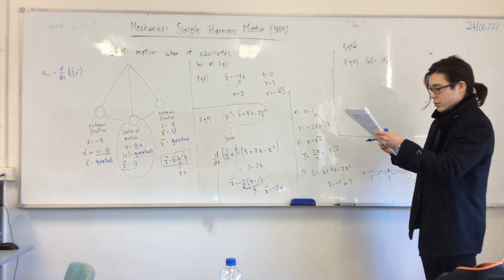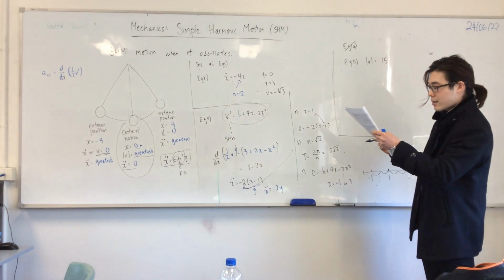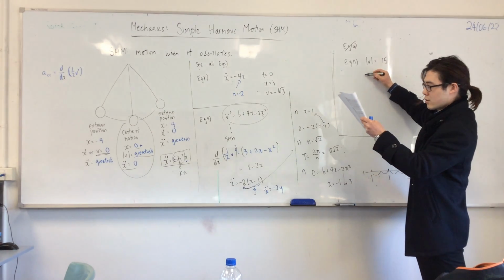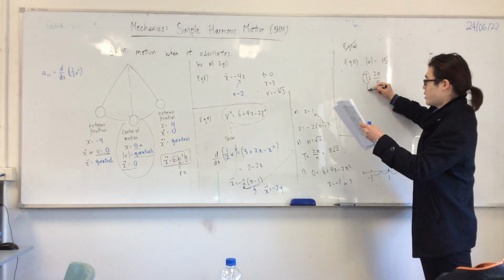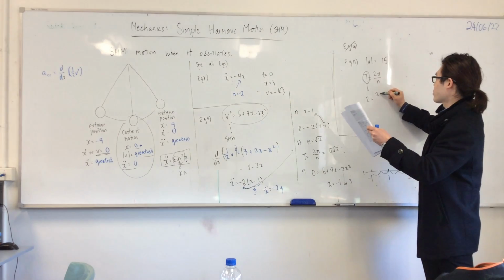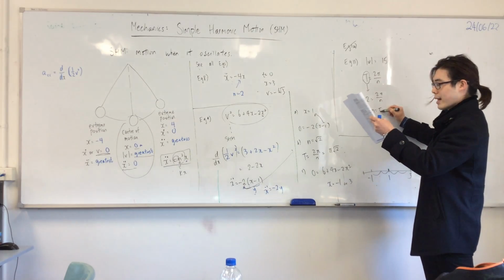Find the amplitude of the motion. So find the extreme positions and acceleration in extreme position, given that the period of the motion is 2. So that means the period itself is 2, and from here we can find out what n is. So n is obviously then just pi.